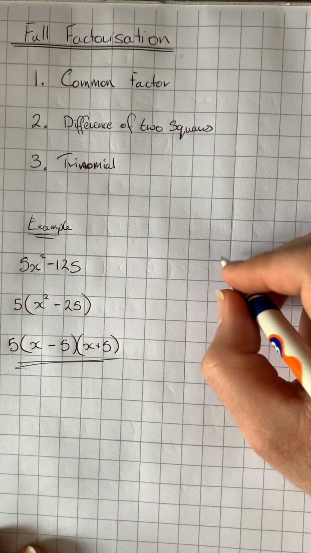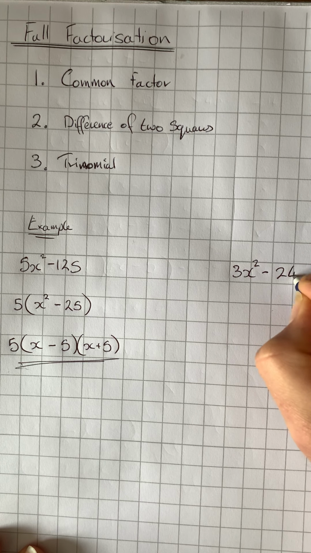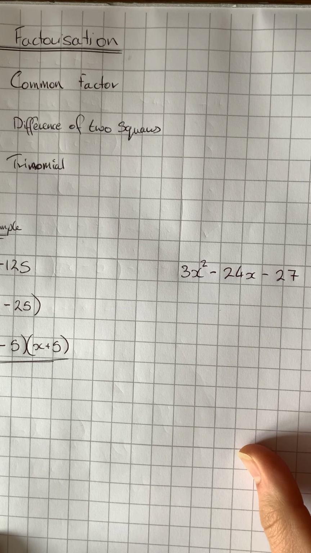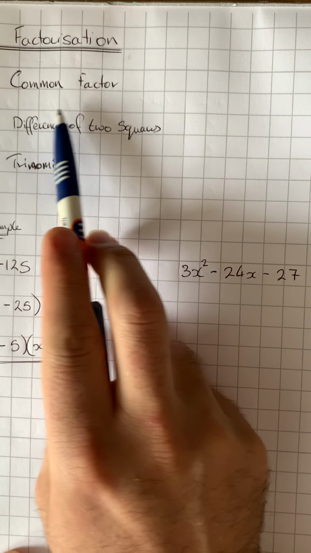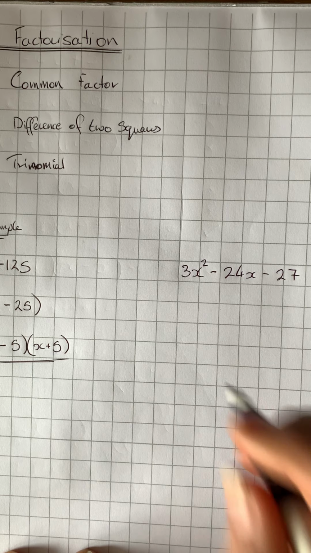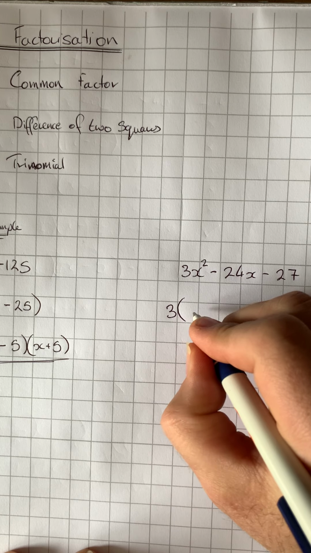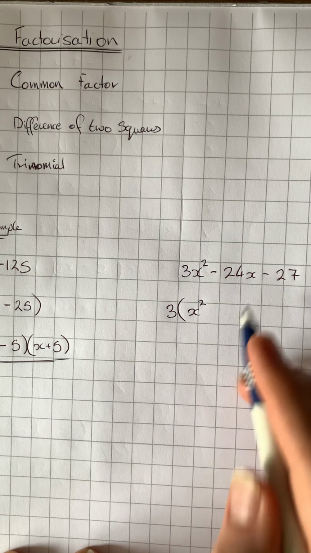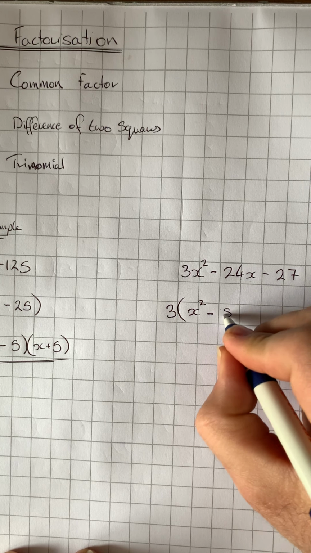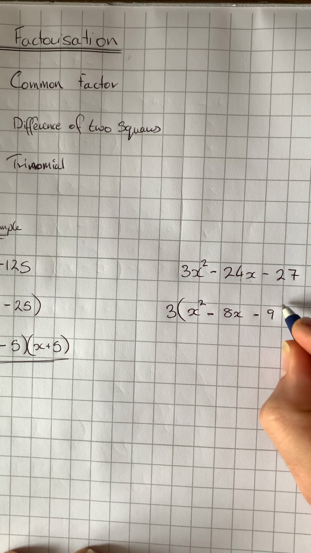The next example we'll look at, we've got 3x squared minus 24x minus 27. First thing we look for is a common factor. 3, 24 and 27 are all in the 3 times table, so let's bring the 3 out. We're left with 3x squared divided by 3, which gives us x squared, 24x divided by 3, which leaves us with 8x, and 27 divided by 3, which leaves us with 9.